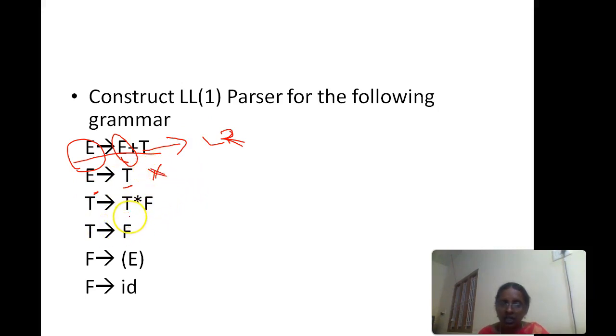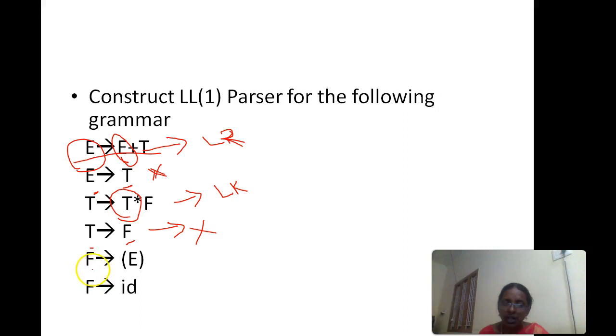And here let us see, the leftmost symbol is E. This is the same as the head of the production. So this grammar is said to be a left recursive grammar. And the next one, T generates F. So here F is not equal to T. So this is not a left recursive production.